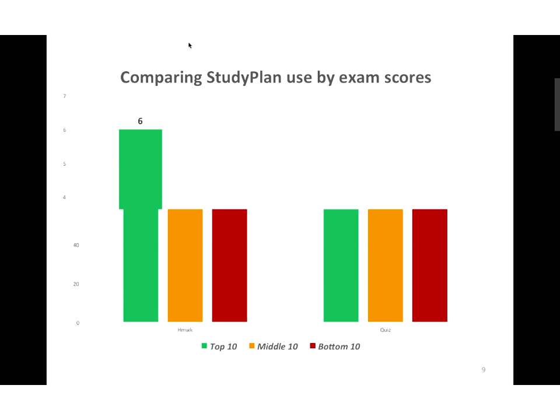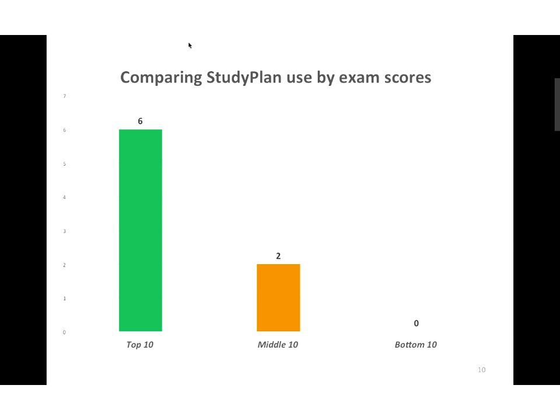And then this next slide was the number of those 10 people in each of those buckets who used study plan. For the first group, and I'm not making a comment on how many hours or anything, but just how many used study plan. So in that top group, 6 out of 10 used study plan. The middle group, 2 out of 10 used study plan. And in that bottom group, no one used study plan.